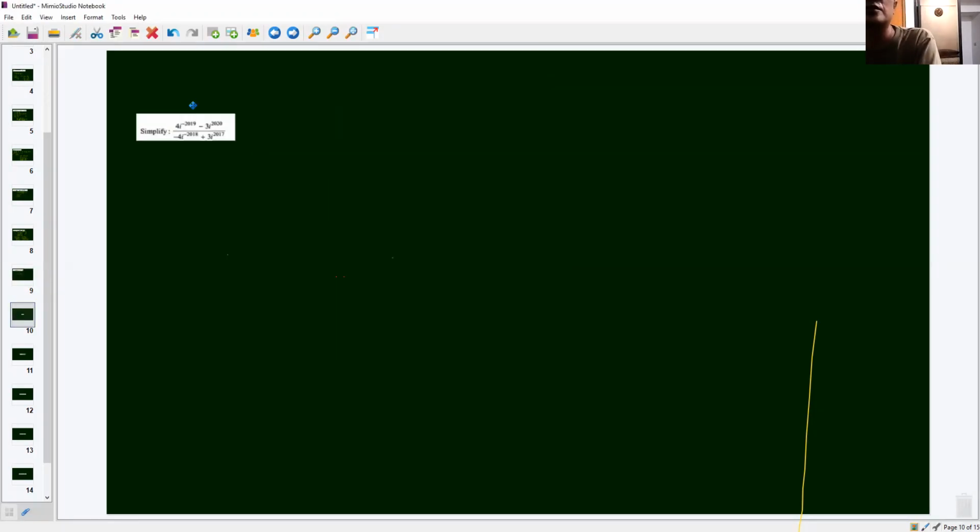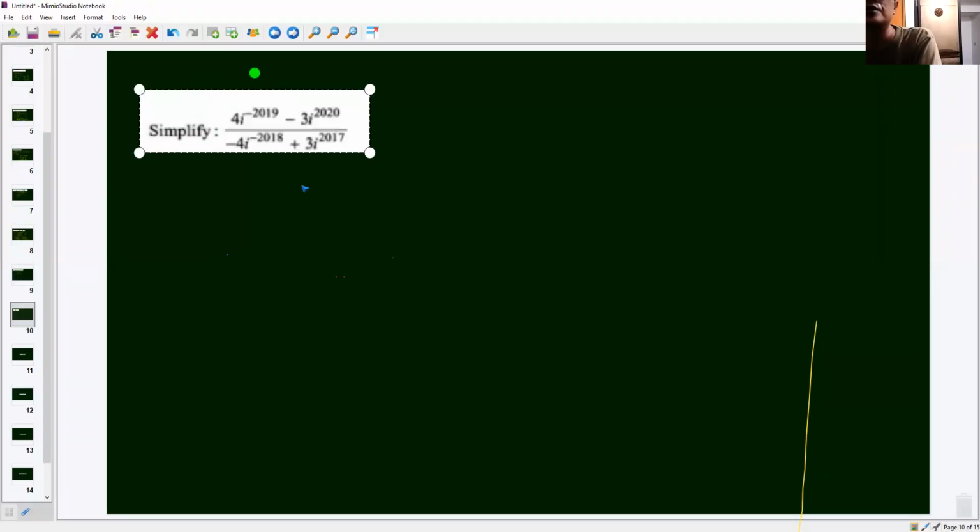Again, another imaginary number problem. Simplify. Go.